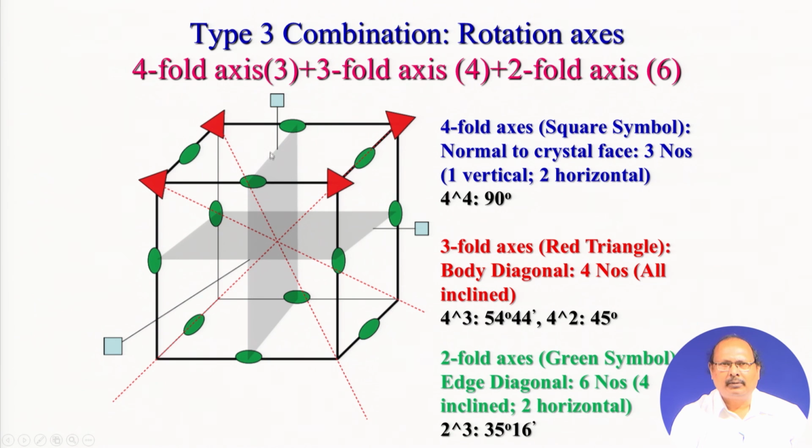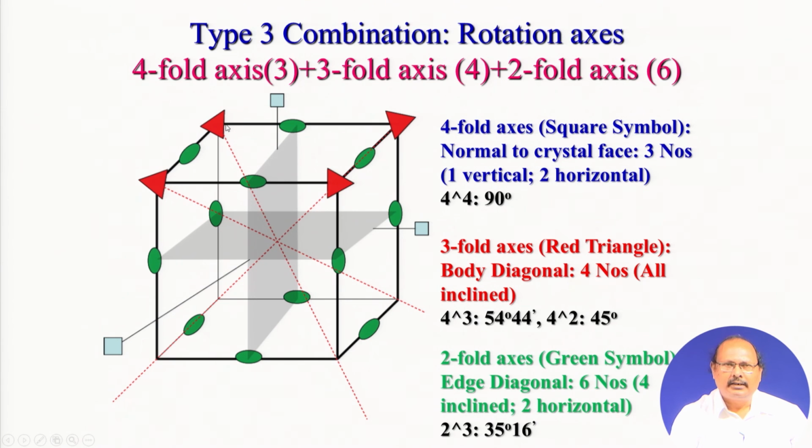One normal is perpendicular to this face, another normal to this, which will also be perpendicular to the opposite face, and you can also see the frontal face, the normal to this is this axis. All these normals are 4-fold rotation axes. So, there are 3 4-fold rotation axes, one in a vertical orientation and the other 2 in a horizontal orientation.